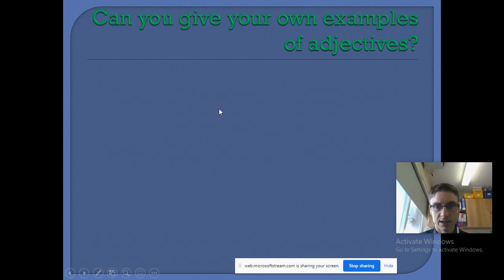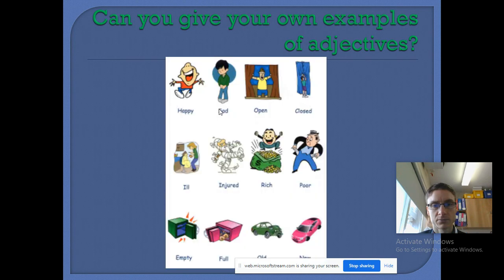So again, can you think of your own examples of adjectives? Pause the video, see if you can tell someone some adjectives. Here's an example. I could say the white mug, couldn't I? It could be the shiny coin. So pause the video, have a think. Here's some examples then: happy, sad, open, closed, ill, injured, rich, poor, empty, full, old, new.